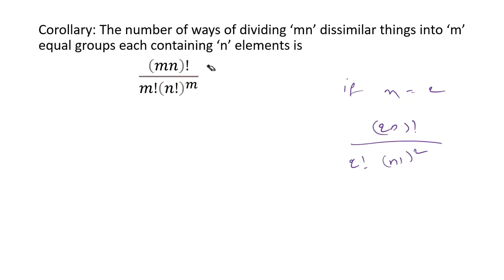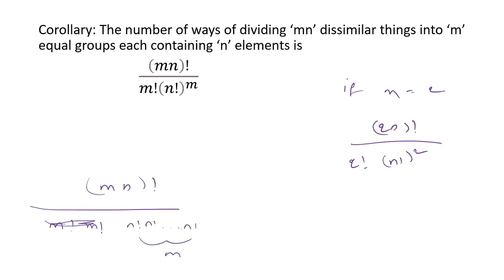So in general what we have is mn factorial upon m factorial times n factorial times so on up to n factorial. We'll have m terms. So we'll have n factorial raised to m. But all these groups are identical. Therefore we have to divide it by m factorial. Since all these m groups are similar, we have to divide it by m factorial.